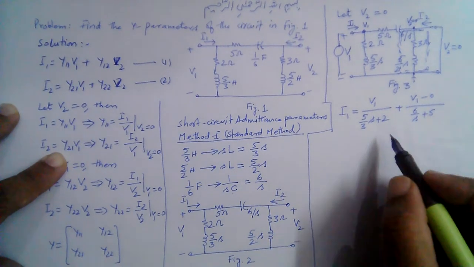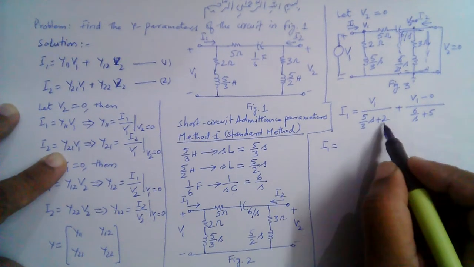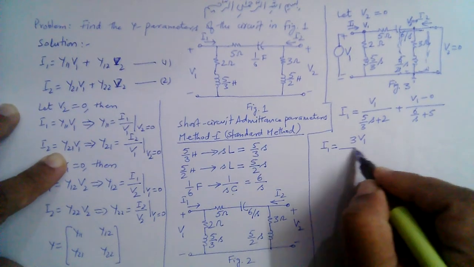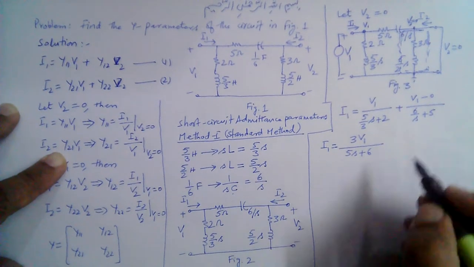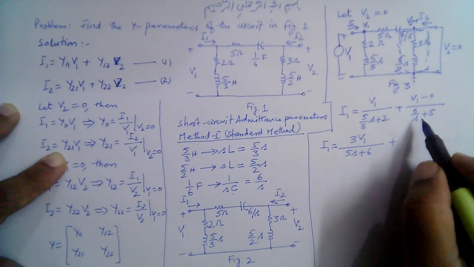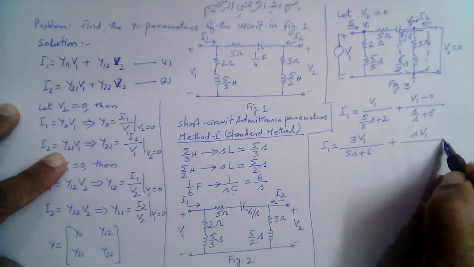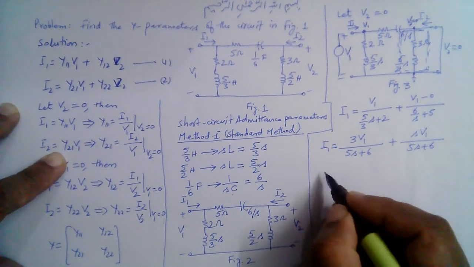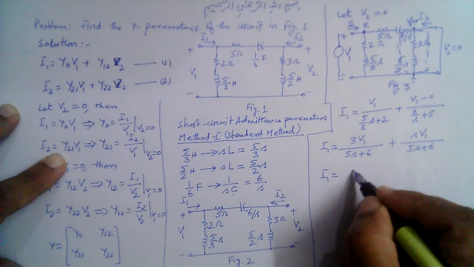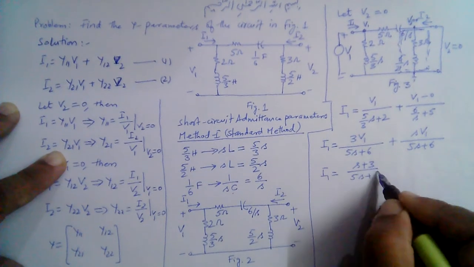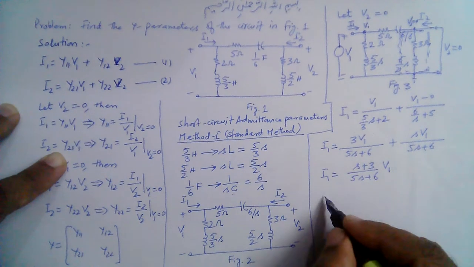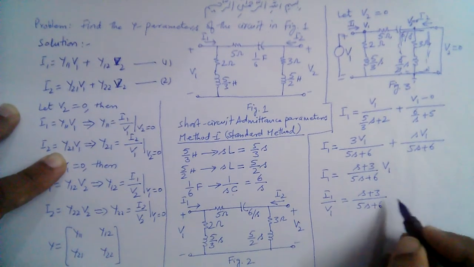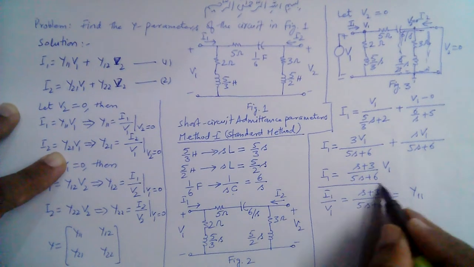So I1 is equal to, so LCM is 3, so 3 in the denominator will go here, so that is 3V1 divided by 5s plus 6, right? And then we have s here, so s in the denominator will go here, so that will be sV1 divided by 5s plus 6. The denominators of both terms are the same, so we can write I1 is equal to s plus 3 divided by 5s plus 6 times V1. So I1 divided by V1 is equal to s plus 3 divided by 5s plus 6, but that is equal to Y11, right?